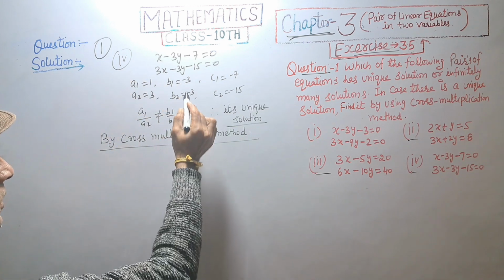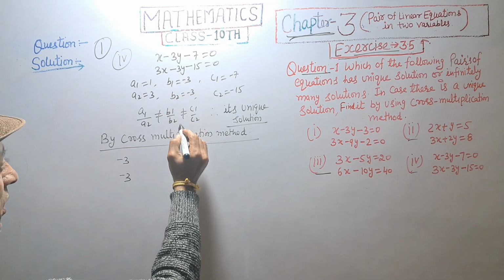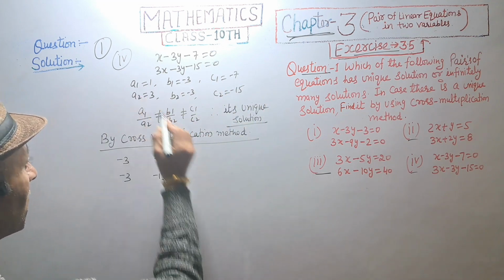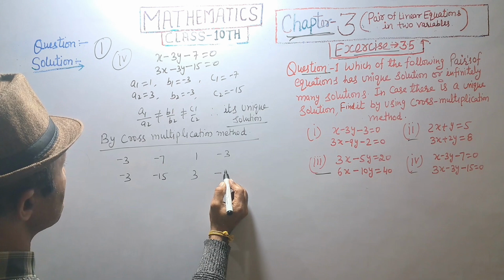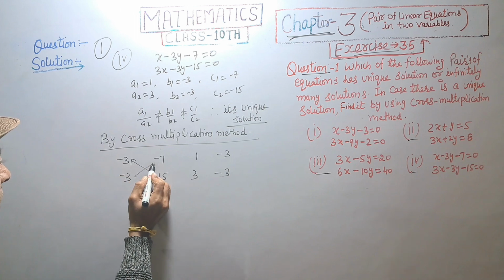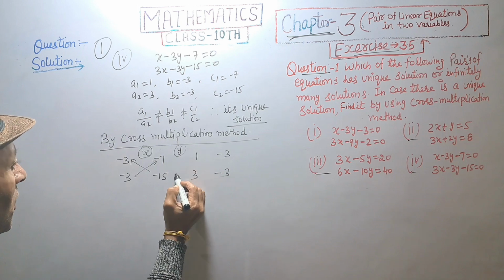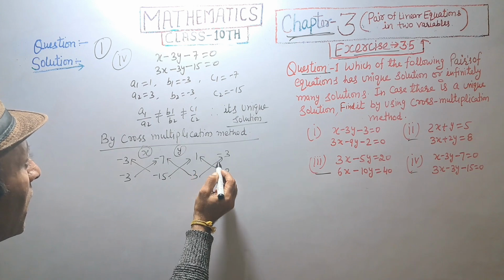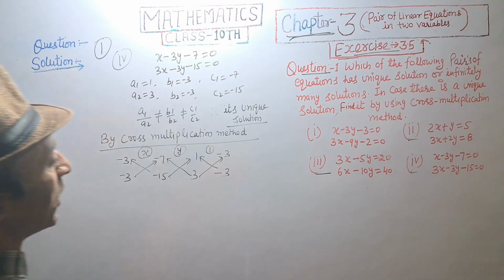By cross multiplication method, first -3 -3, and second -7 -15, 1 3, and last -3 -3. Cross multiplication method, x, y, and 1. The number will be on the left side, equal to 0, so 1, positive 1.